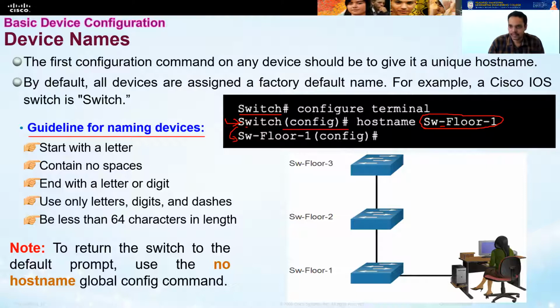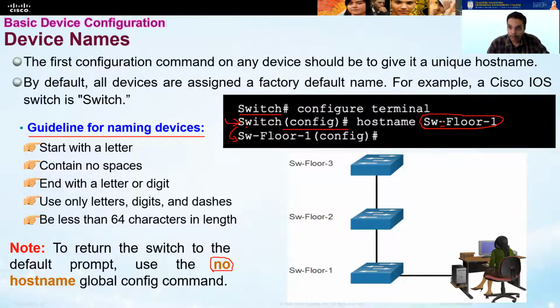Sir, what if I make a mistake? The most common question that I see whenever I start my lab is, sir, I mistakenly entered a wrong host name. What do I do? Guys, please remember this. There is always a keyword called no. So if you assign a wrong host name, or a wrong IP address, or if you want to delete the previous command, simply type in here no host name. Then it automatically reverts back to the switch.